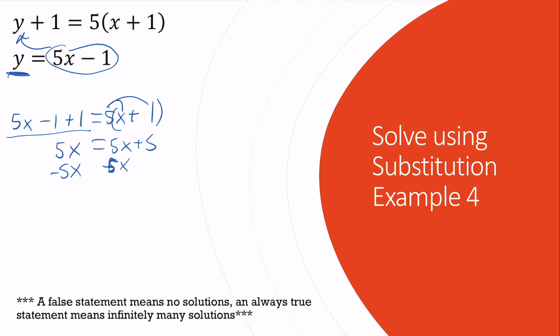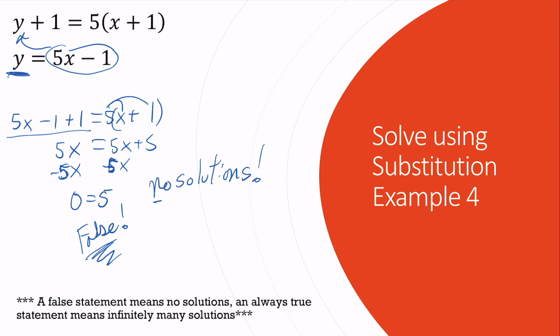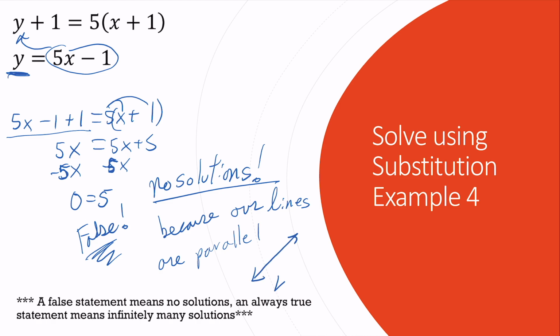cancel out. So I get 0 equals 5. This is a false statement. And before, when we were solving equations and got a false statement, that meant that there were no solutions. And the same is true in this case. There are no solutions, and there are no solutions because our lines are parallel, meaning they have the exact same slope. They never intersect. So this example has no solutions.